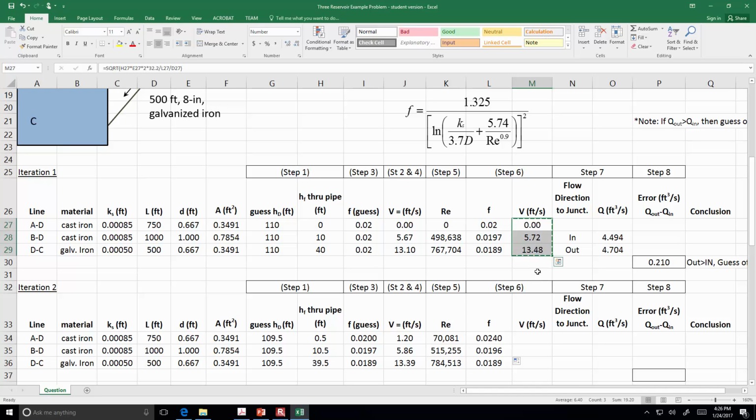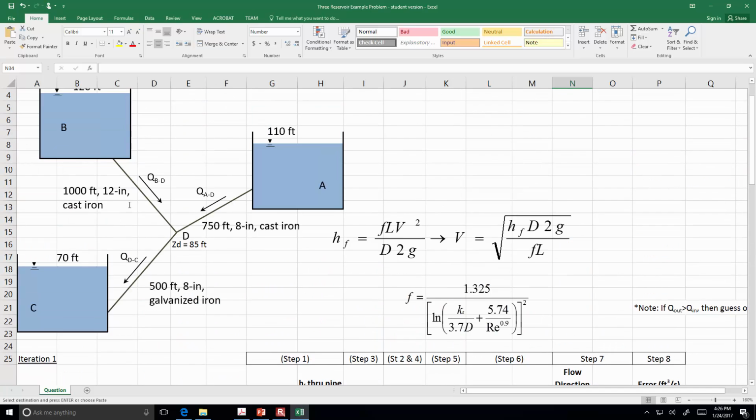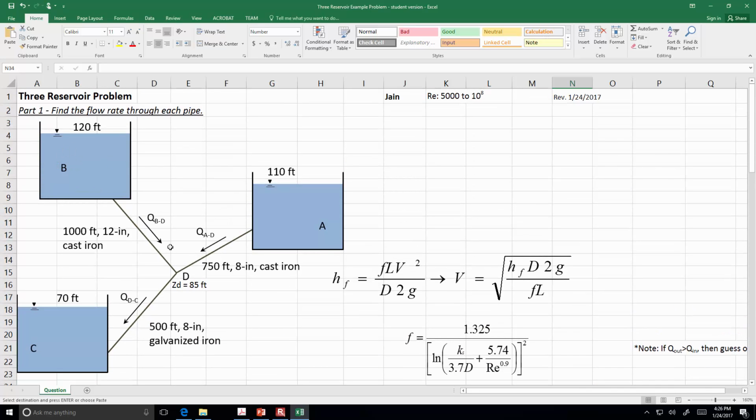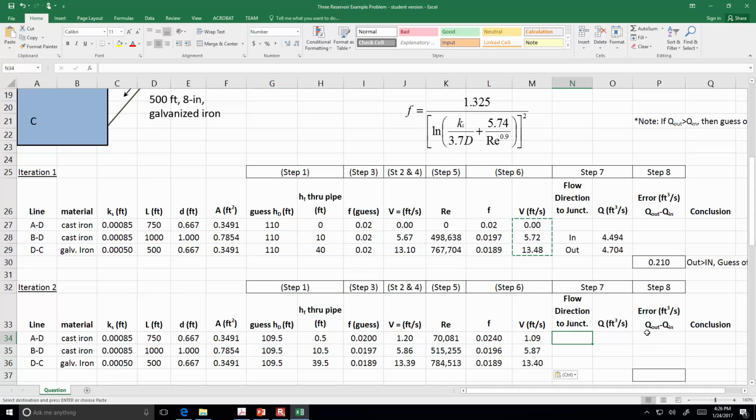Velocity, copy and paste that. Flow direction. Now, I can't just copy and paste that. That was some mental work that I was doing on my own. So if the head is at 109.5 at the junction, then that means the water is flowing from B towards D, from A towards D, and then from D towards C. So that means that it's coming in from A, in from B, and out towards C. All right.